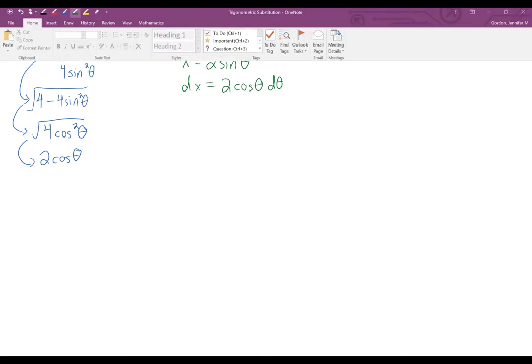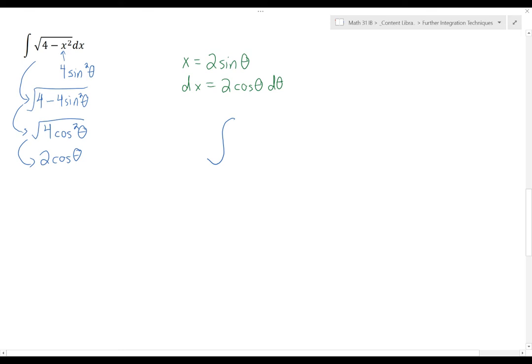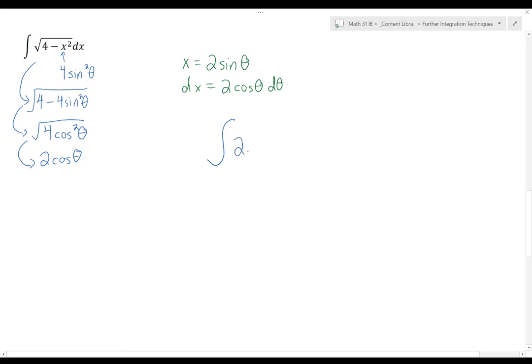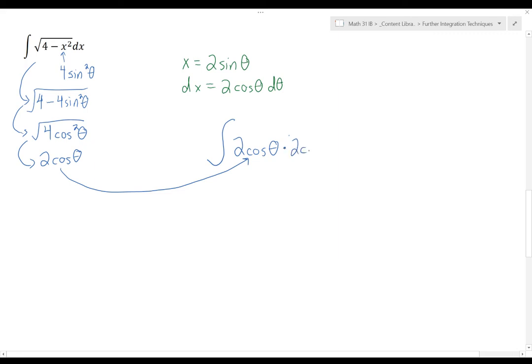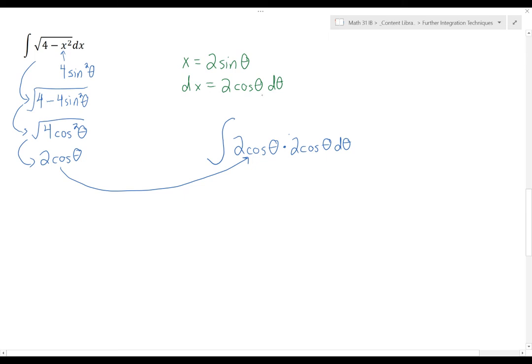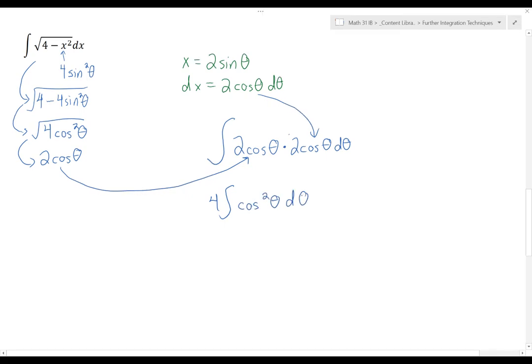So let's replace that in the integral. The square root of 4 minus x squared has already simplified down. I've already written all those steps. It would be 4 minus 4 sine squared theta, which is 4 cos squared theta, which becomes 2 cos theta. And then dx is being replaced with 2 cos theta d theta. So now I've got 4 times the integral of cos squared theta d theta.